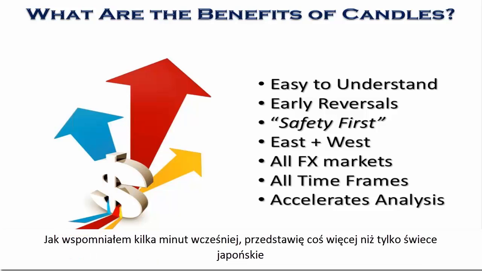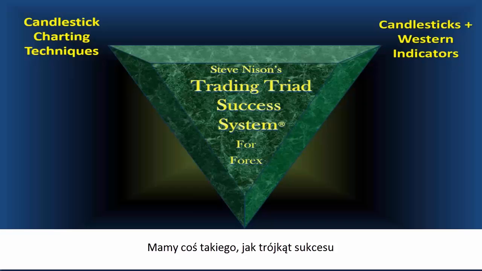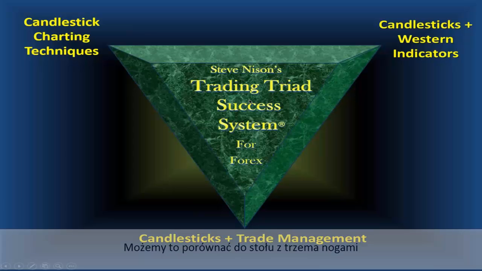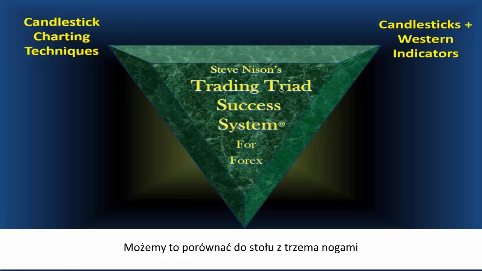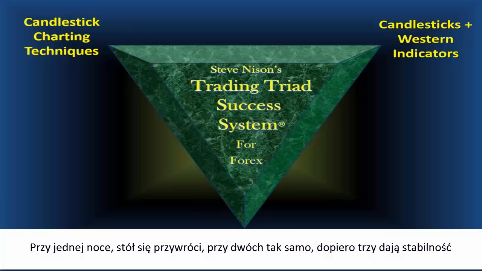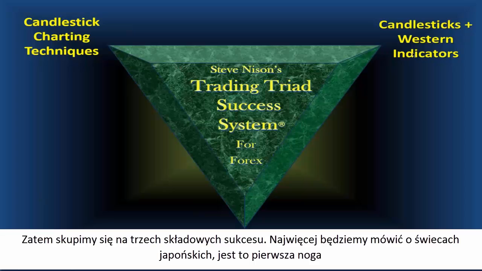As I mentioned a couple of minutes ago, I will be teaching you about candlesticks, but it's much more than that. We have what we call our trading triad success system. Triad is derived from Latin, meaning three. I compare it to a stool with three legs. If you have one leg of a stool, you're going to fall over. If you have two legs, you might fall over. But three legs give you stability.